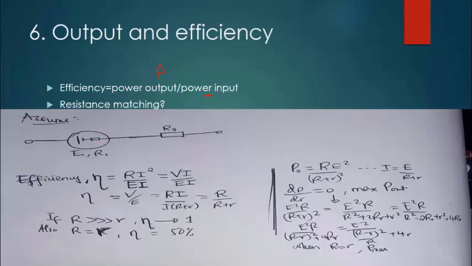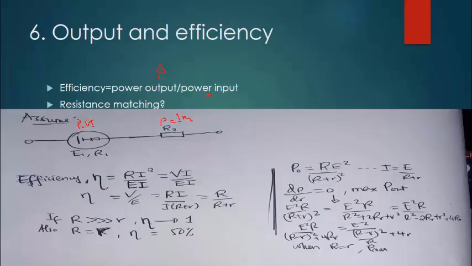Kwa nini nilisema zile formula inabidi tuwe makini? Kwa sababu when we are dealing with cells, we define power as the product of V times I, where V is the EMF of the battery. But when we are speaking of power output, we now mean I squared times R and all other passive components that are using the power.